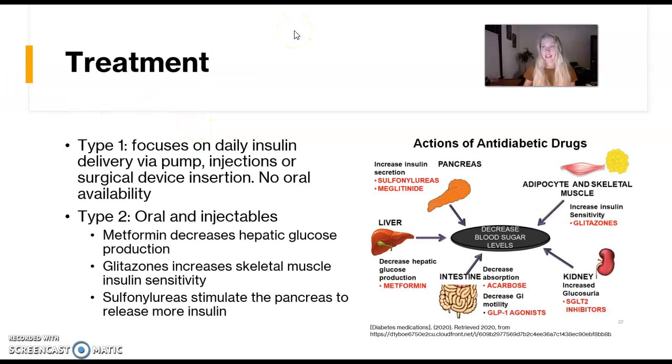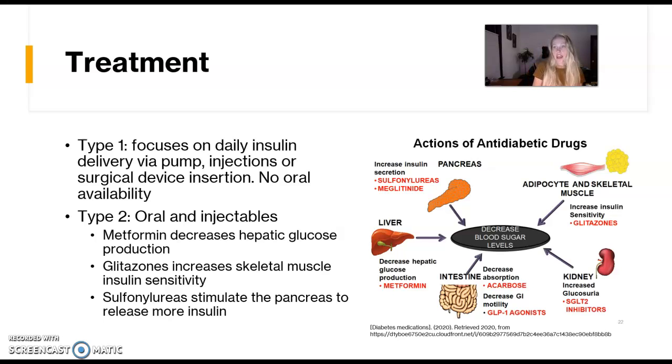For treatment, there is overlap between type 1 and type 2, but in type 1, because they cannot produce their own insulin, the focus is on introducing exogenous insulin into the body. And unfortunately, you cannot take oral insulin because your stomach acid will destroy it. So it has to be injected or placed into a pump that uses a catheter into your abdomen, or surgically implanted devices that release insulin.